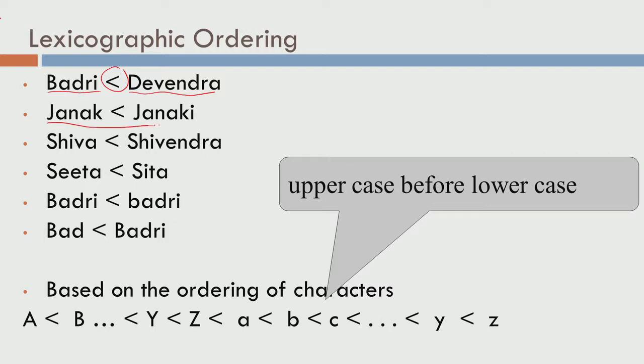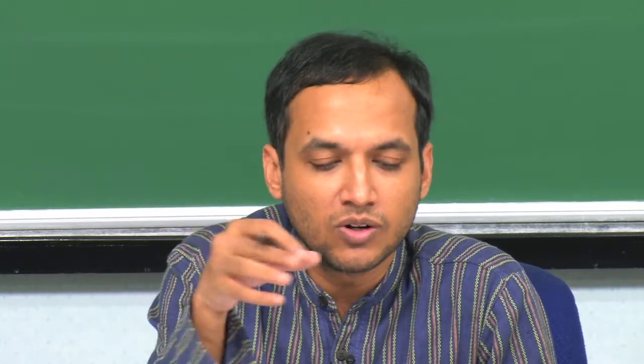Let us look at this example. Janak is less than Janaki. Janak has only 5 characters, whereas Janaki has 6 characters. Clearly if you look at a dictionary, all the smaller words will appear before all the bigger words. In this case Janak is a smaller word than Janaki. Even though the first 5 characters of both these are the same, Janak has one less character than Janaki. Therefore, we will say that Janak is less than Janaki.